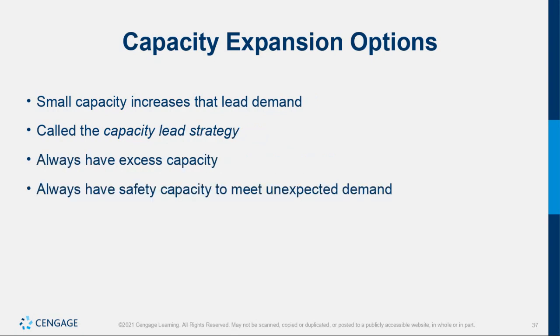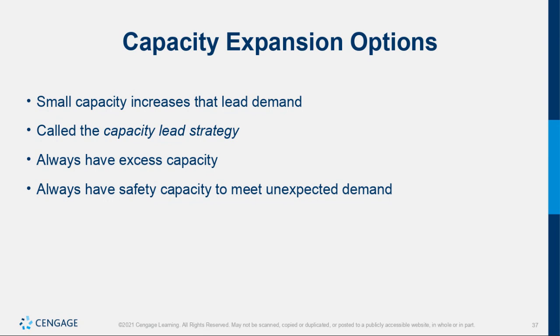The third one is small capacity increases that lead demand. This is called the capacity lead strategy. You will always have excess capacity. You will always have safety capacity to meet unexpected demand. So that probably is not a bad idea for some type of ventures. For example, let's take the U.S. military.